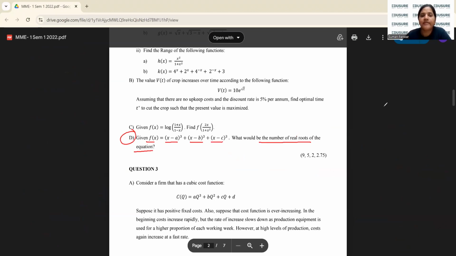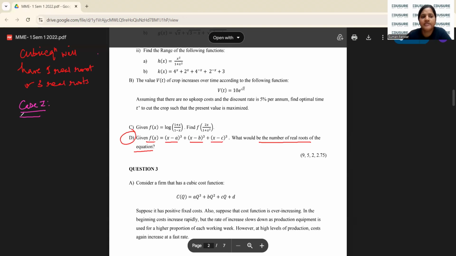So basically f(x) consists of cubes of binomials. So it is a cubic equation. A cubic equation will have one real root or three real roots. These are the only two possibilities for a cubic equation. So let us discuss case 1.